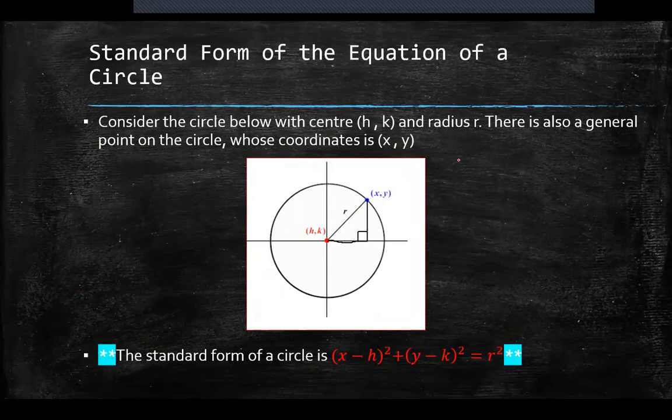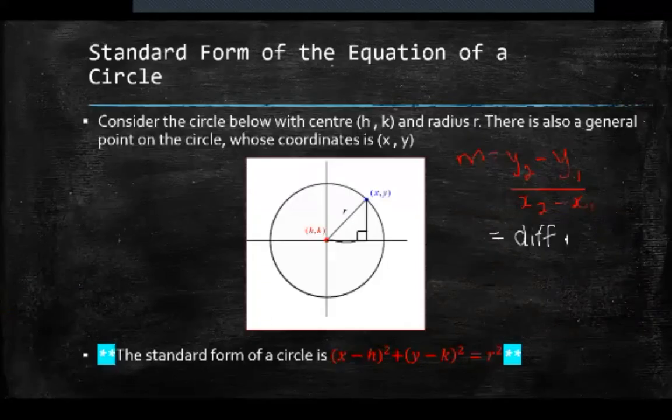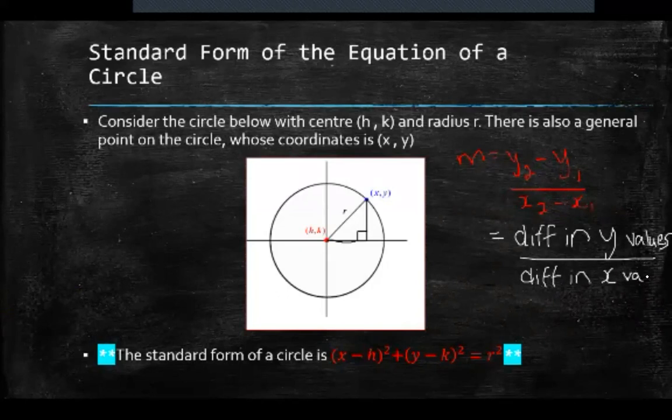Anybody remembers what the formula for gradient is? M is equal to y2 minus y1 over x2 minus x1. Good job. But this could also be written as the difference in my y values divided by the difference in my x values. It makes sense.